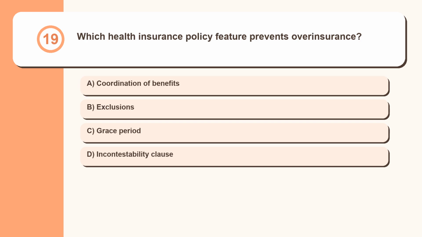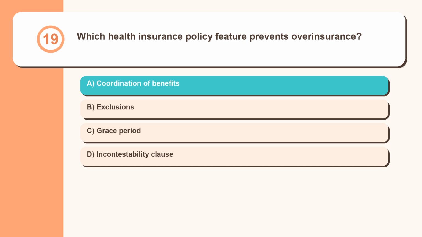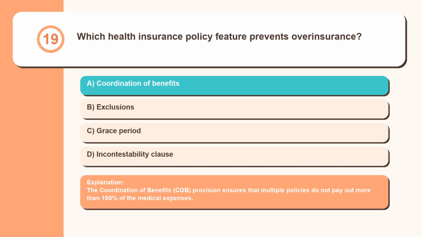Question 19. Which health insurance policy feature prevents overinsurance? Coordination of benefits, exclusions, grace period, incontestability clause. The coordination of benefits, COB, provision ensures that multiple policies do not pay out more than 100% of the medical expenses.